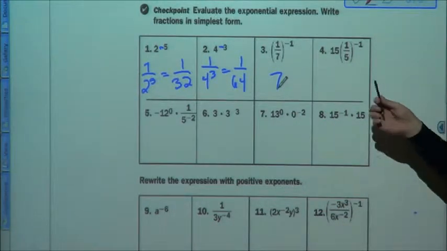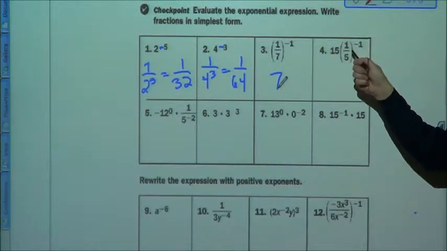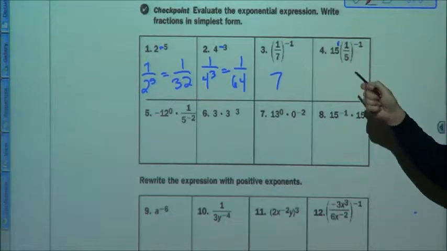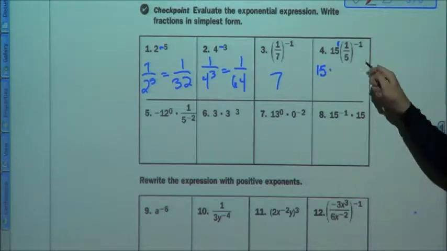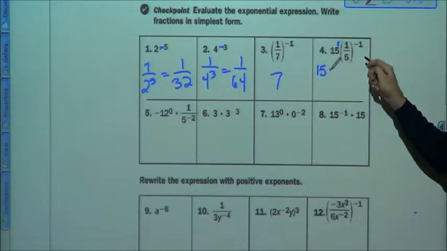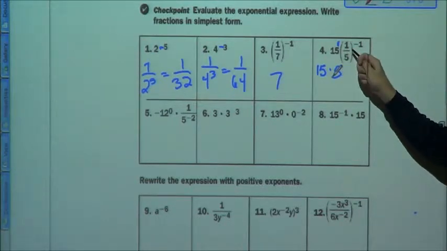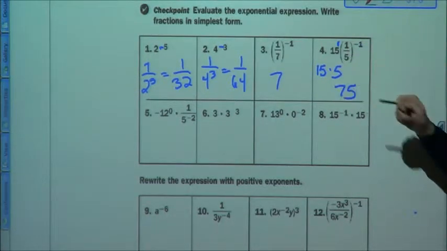On number 4, we've got 15. Now, this 15 is not being raised to the exponent of negative 1. The negative 1 is on the parentheses. So 15 just has an exponent of 1, which doesn't ever show, so 15 is just going to stay on top. Now, 1/5 to the negative 1 is just like 1/7 to the negative 1, in that you flip it. So the reciprocal of 1/5 would be 5. So what's 15 times 1/5 to the negative 1? Now it's 15 times 5, which is 75.